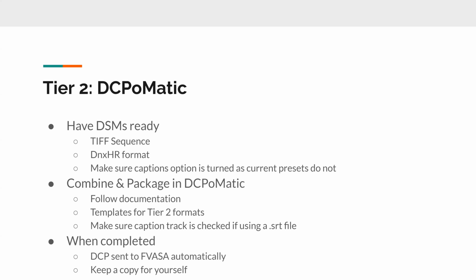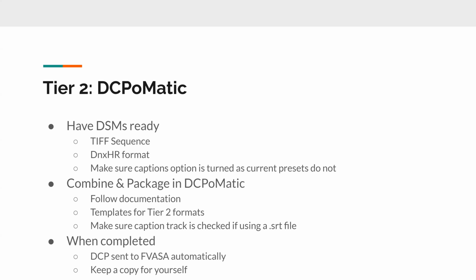There are lots of documentation, articles, and stuff that will tell you exactly what buttons and exactly what settings need to be pressed, and those are all on the FVASA.cad.rit.edu website under the documentation tab. So make sure you're following those, because I'm probably not going to go through every single button you have to click. Those are all listed out on those documents. Like I said, make sure your caption track is checked if using an SRT file.